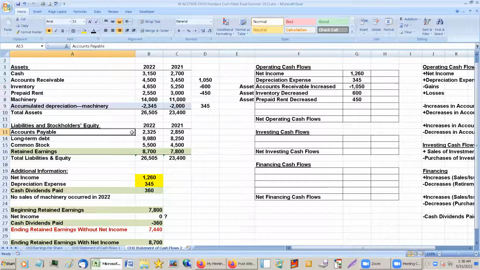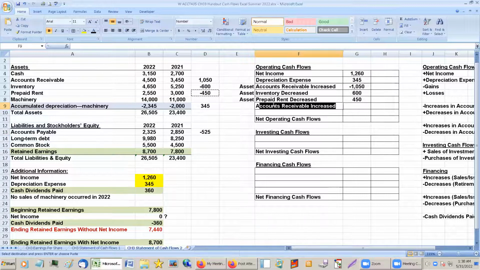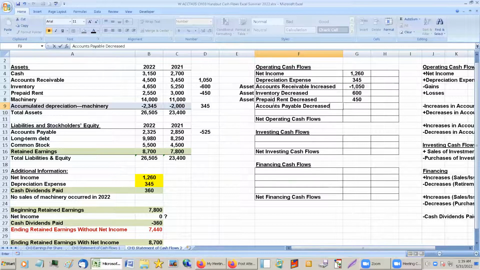We also have accounts payable. Accounts payable decreased. And that's a liability. And liabilities, they go down together. So this decreased by what, 525?